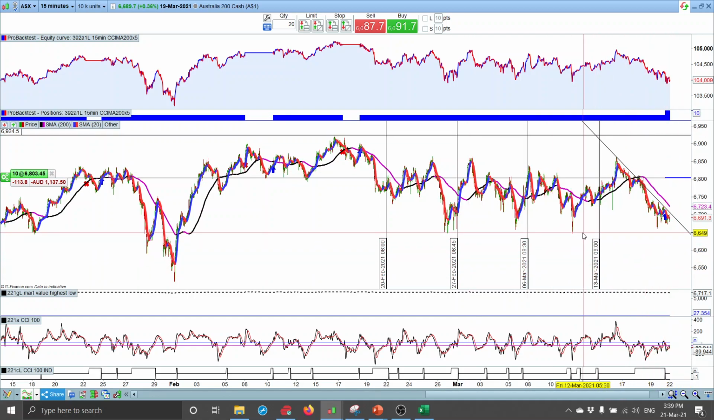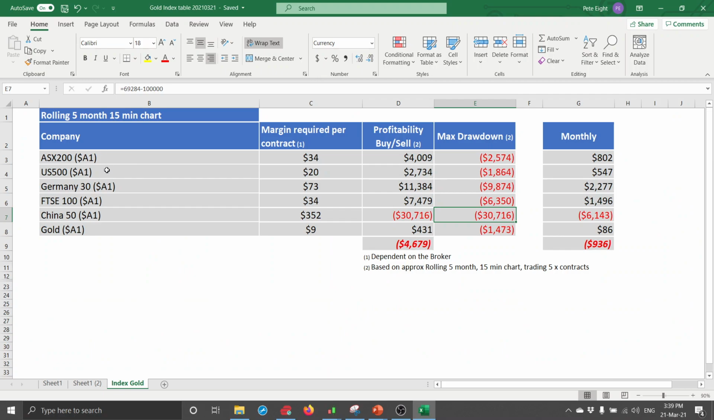Anyway, let's keep an eye on it and see if it breaks below this support line in the coming week. Next we look at the American market, the US 500, and that's $20 per contract. We opened 5 contracts. It's generated $2,700 in 5 months with a drawdown of $1,864, which works out to about $547, divided by about 5.